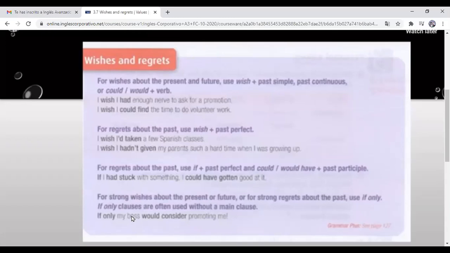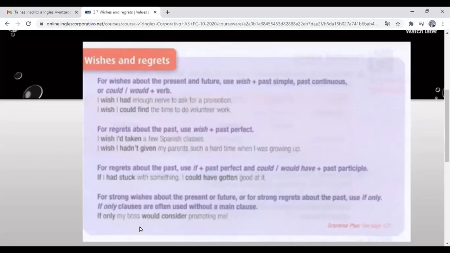For strong wishes about the present or future, or for strong regrets about the past, use if only. If only clauses are often used without a main clause. Right. If only my boss would consider promoting me. Good. Very good. Thank you. Class, do you have any questions about this introduction? Not yet. Okay.